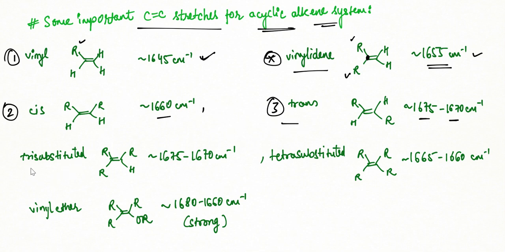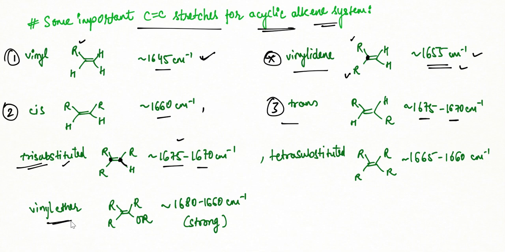Okay, now we are going to go with the tri-substituted alkene system. In the tri-substituted alkene system, we are only having one carbon hydrogen bond, and after increasing the alkyl groups on both the carbons, what will happen? We started from vinyl, 1 carbon 1645, 2 carbon 1655, 3 carbon it is 1675 to 1670. So with increasing substitution, the value is found to be this.